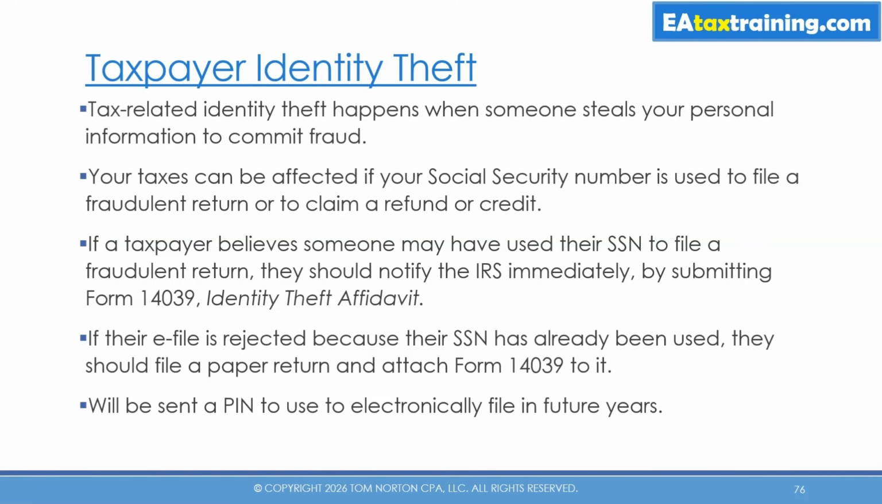If that happens, then you are going to have to file on paper. When you file, you're going to attach this Form 14039, Identity Theft Affidavit, saying, hey, someone filed falsely using my Social Security number. Then the IRS will send you a PIN number to use to electronically file in future years. So next year and the year after that, every year they'll send you through the regular snail mail, US mail, your PIN number. And then you have to put that into the tax software when you file the return for that return to be accepted by the IRS.